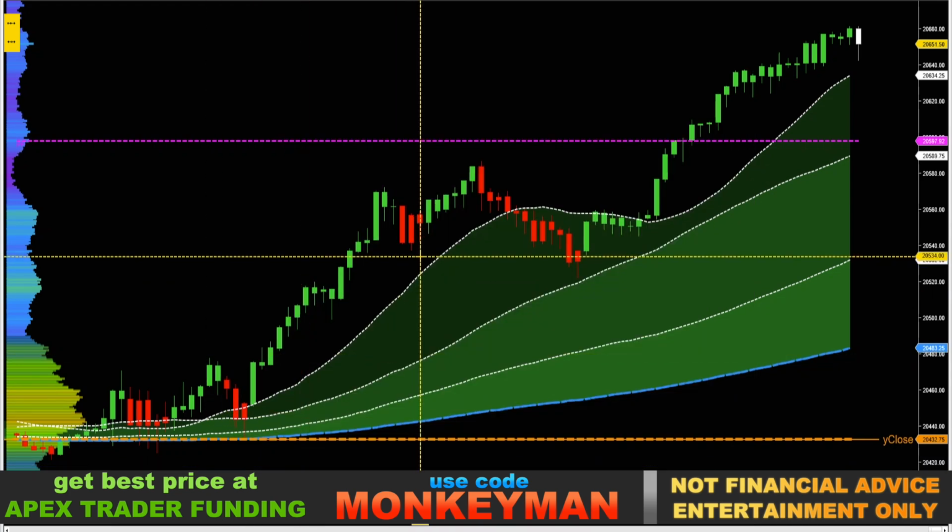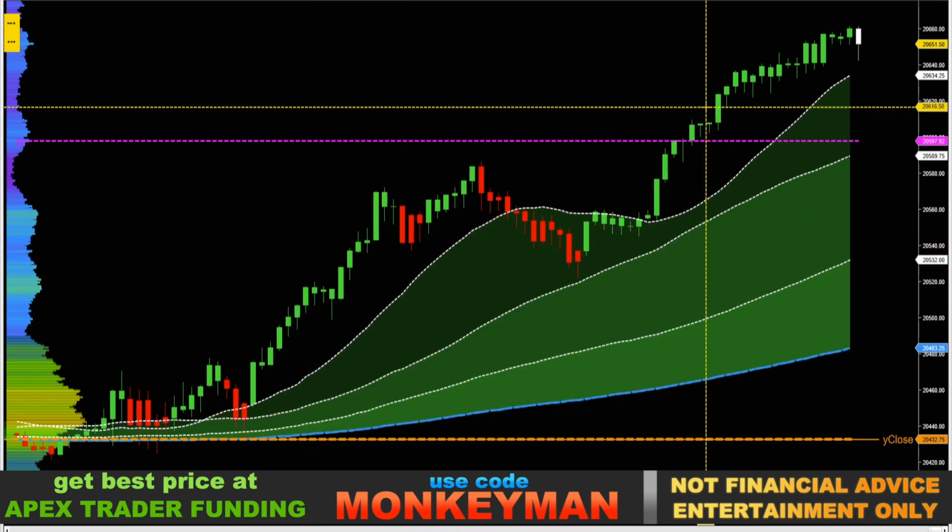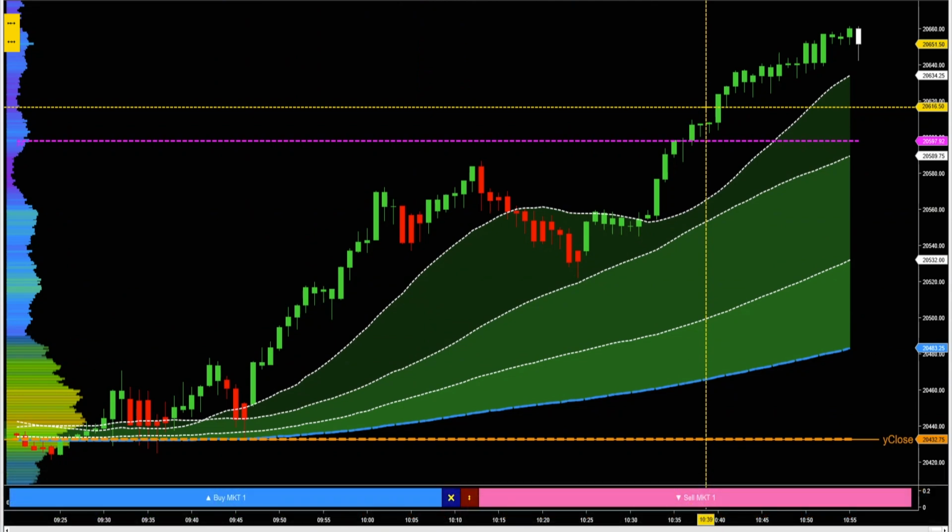I'm trading very simple setups like this across 3 different time frames, the 1 minute, the 5 minute, and the 15 minute. And I'm also incorporating order flow.